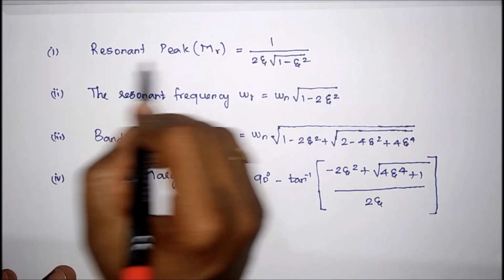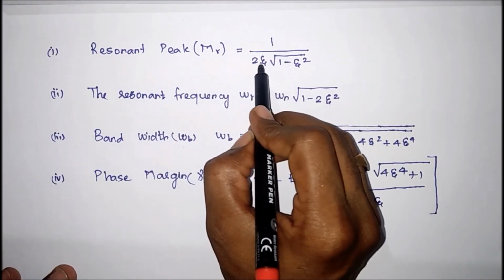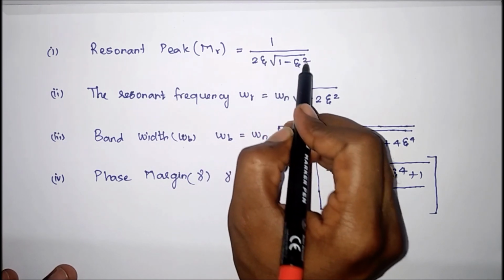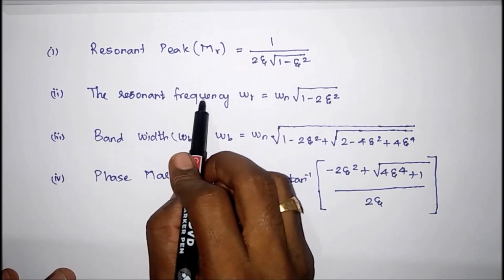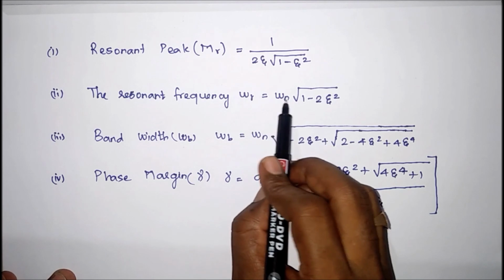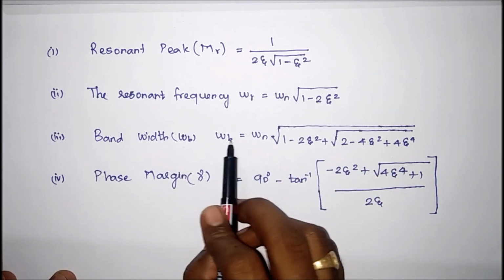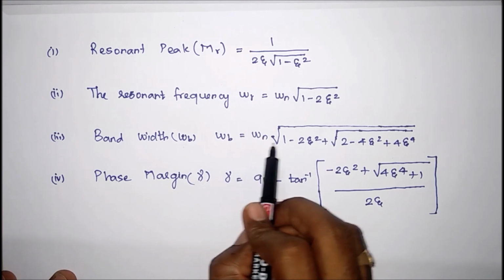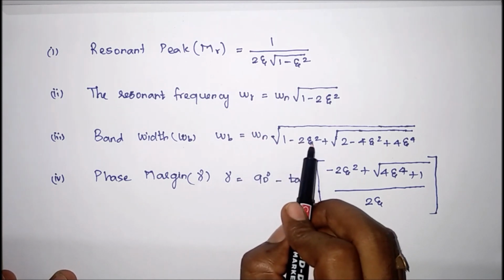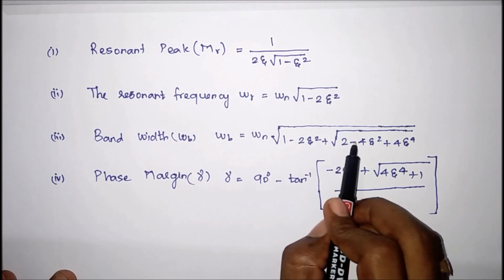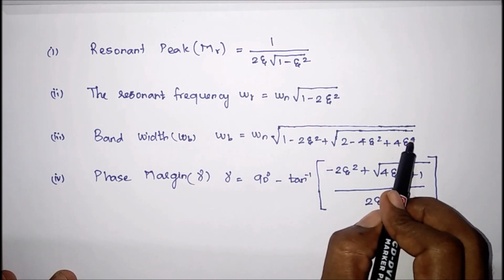Resonant peak equals 1 by 2 eta into square root of 1 minus eta square. Resonant frequency omega r equals omega n into square root of 1 minus 2 eta square. Bandwidth omega b equals omega n into square root of 1 minus 2 eta square plus square root of 2 minus 4 eta square plus 4 eta power 4.